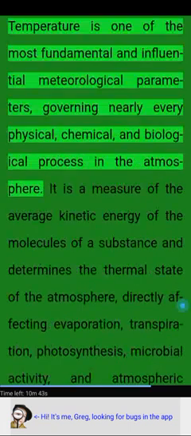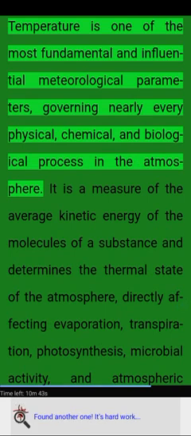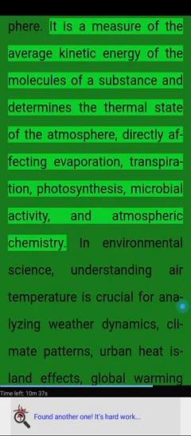Meteorological parameters: temperature. Temperature is one of the most fundamental and influential meteorological parameters, governing nearly every physical, chemical, and biological process in the atmosphere. It is a measure of the average kinetic energy of the molecules of a substance and determines the thermal state of the atmosphere, directly affecting evaporation, transpiration, photosynthesis, microbial activity, and atmospheric chemistry.